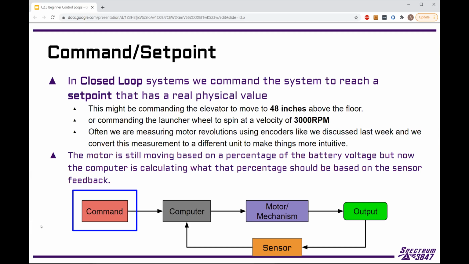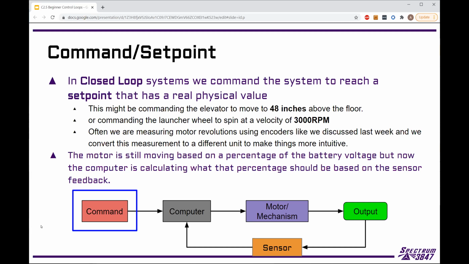This also works for velocity control. If we have a launcher wheel, like in our 2020 shooter, when we had to launch the ball into the goal, we would set that to a very specific RPM. So we get a specific velocity. Every time a ball goes through, we're trying to make it go into the goal and land at the same point.